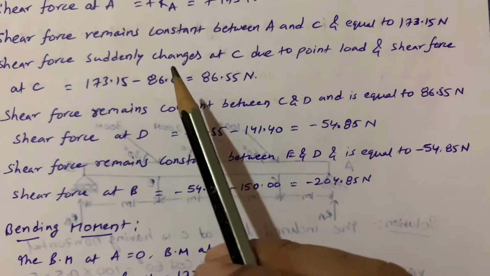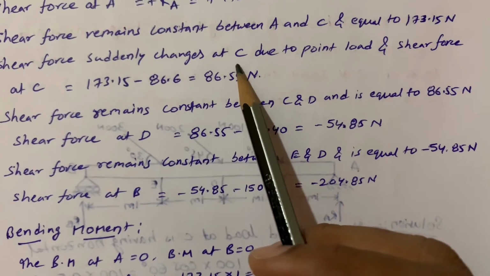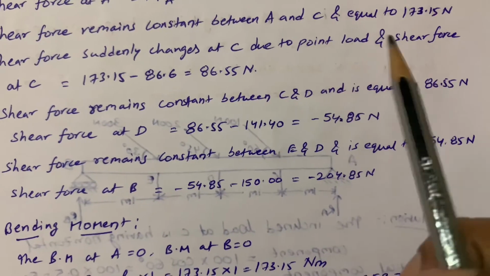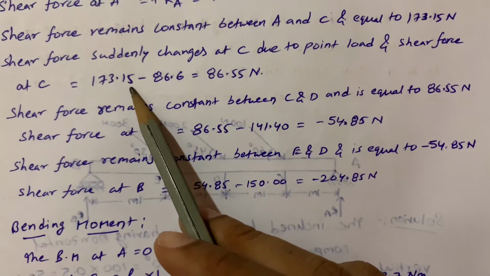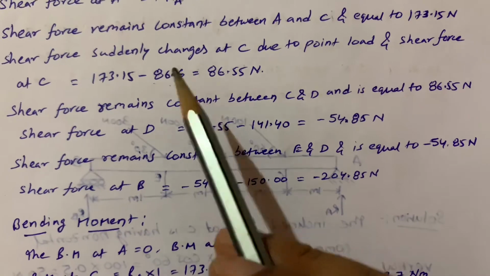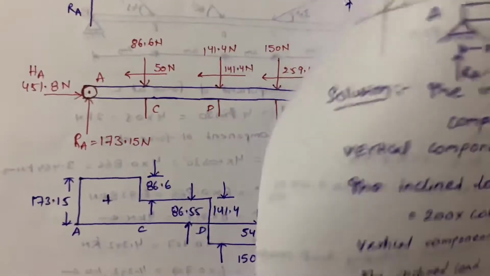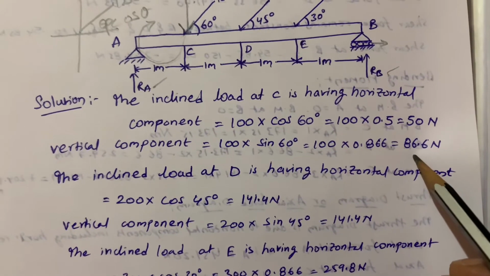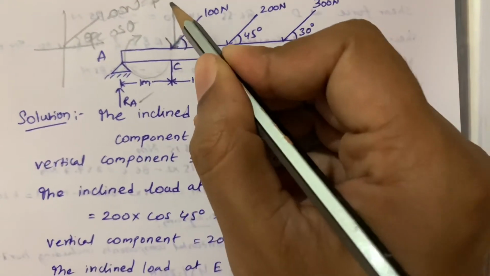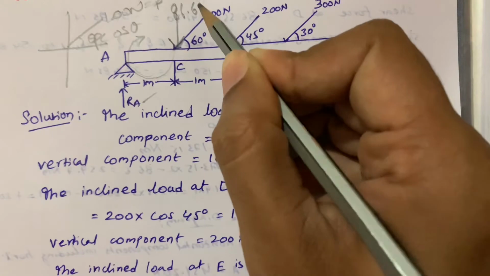Up to C, the shear force suddenly changes at C due to the point load. The shear force at C is nothing but 173.15 minus 86.6. So 86.6 is already calculated. That is the load which we got as a vertical component. Okay, so here the value is 86.6 newtons.